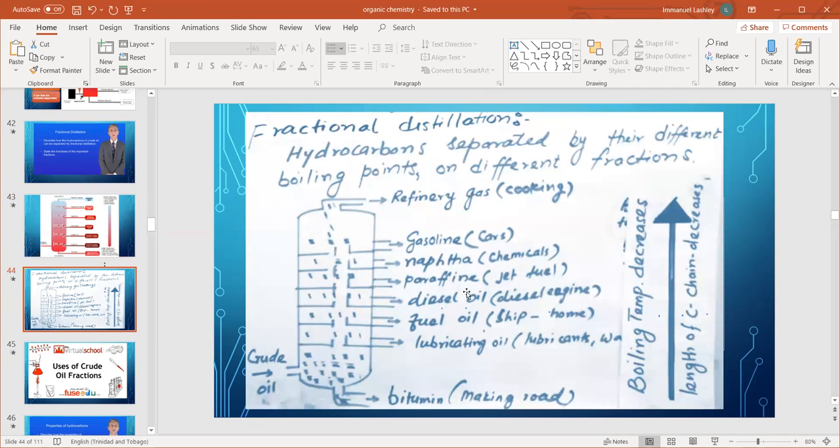Right? So this is looking at the same thing in a different way. But all in all, fractional distillation is simply telling us that hydrocarbons can be separated by their different boiling points on different fractions, right?